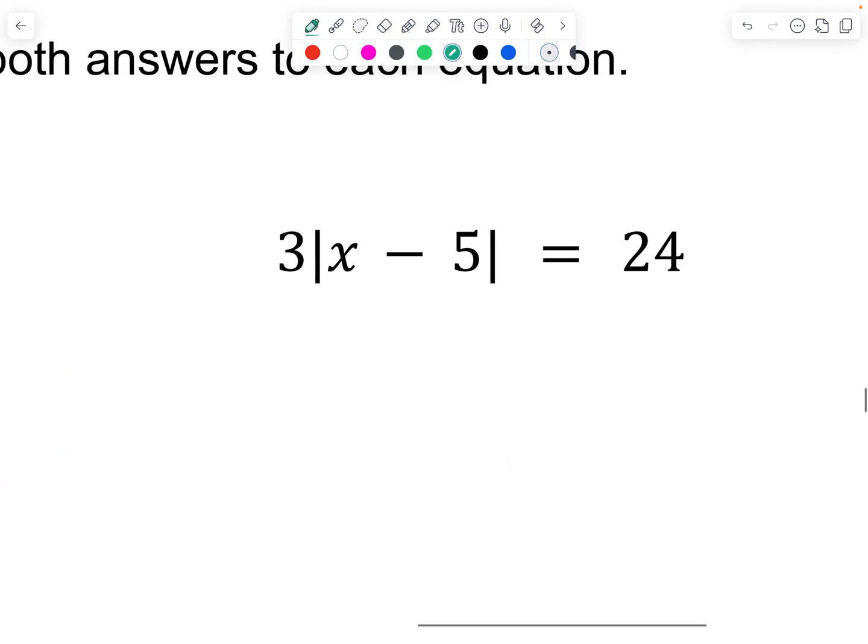If you want to try this one right here, pause the video. This one's a little bit different. Notice that here's the house, here's your absolute value. We have to get rid of this 3 that's on the outside. You can't split it until you get rid of that 3. So the way we do that is, remember, you do inverse operations. If you're multiplying the 3 to the absolute value, the way you get rid of it is by dividing it. So we divide the 3 into the 24.